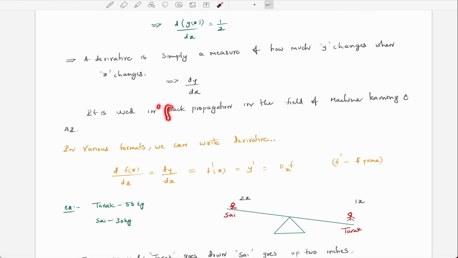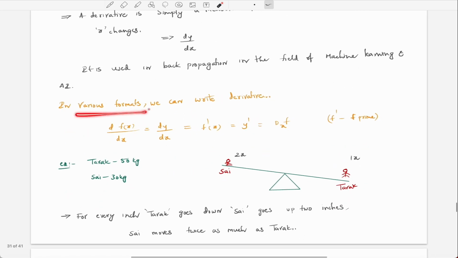Differentiation is used in back propagation in the field of machine learning and artificial intelligence, right? So what is back propagation? We're going to discuss it in our machine learning lectures, and how it is useful in our models. So don't worry, as of now, just leave it.